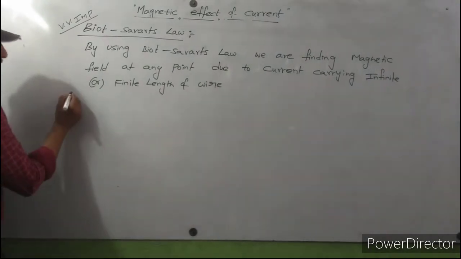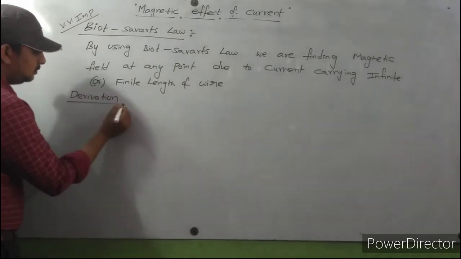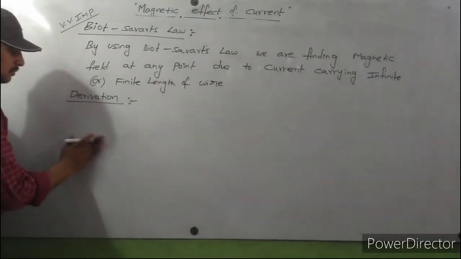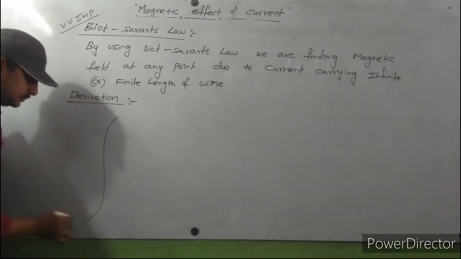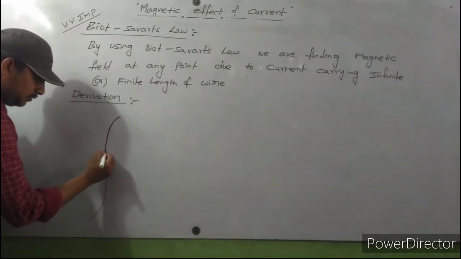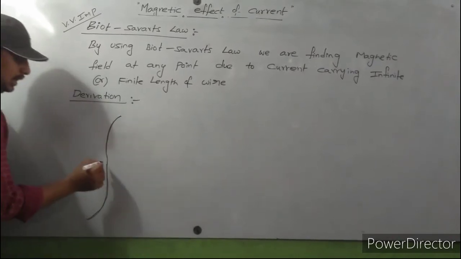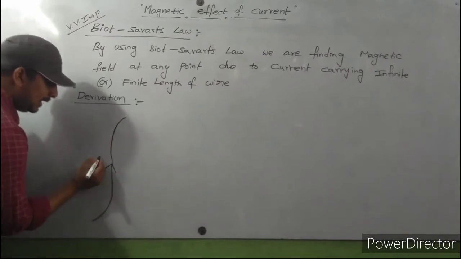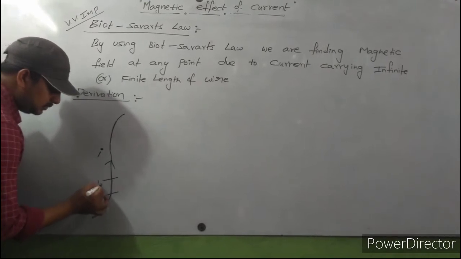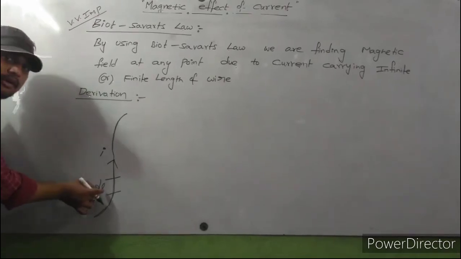So what is the derivation of Biot-Savart's law? I will discuss it now. Let us consider a wire. I consider an infinite length of wire. Let I be the current passing through it. Let us consider a small element of length dl. In this whole length of wire, I consider a small element of length dl.